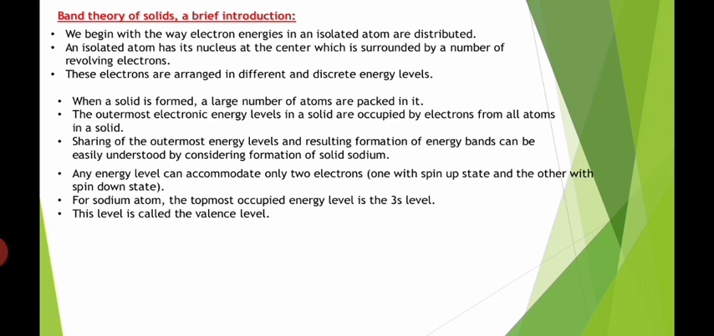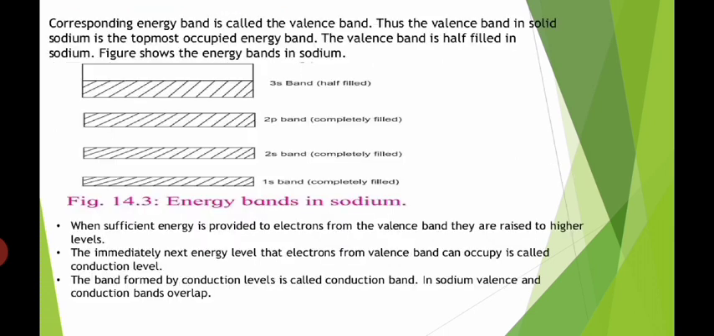For a sodium atom, the topmost occupied energy level is the 3s level. This level is called the valence level. The corresponding energy band is called the valence band. Thus, the valence band in solid sodium is the topmost occupied energy band. The valence band is half filled in sodium. The figure shows the energy bands in sodium. You can see the figure.